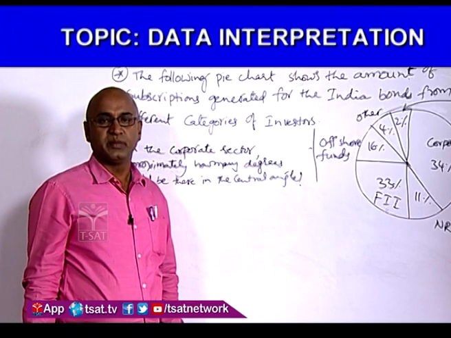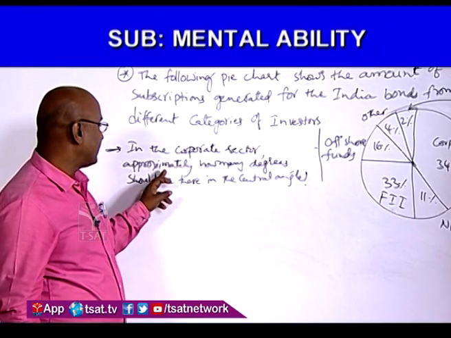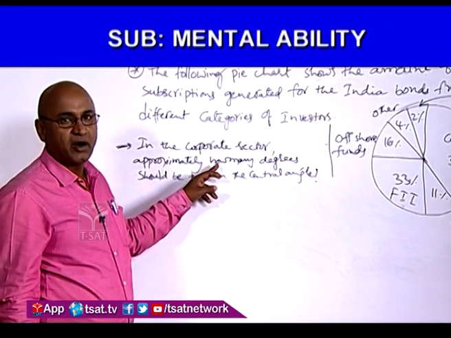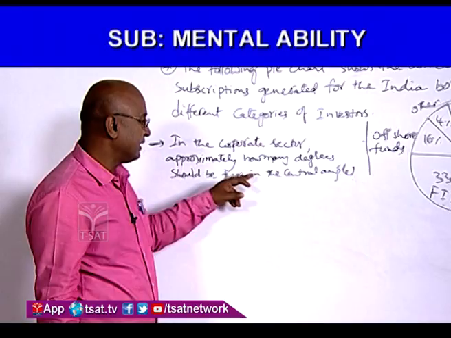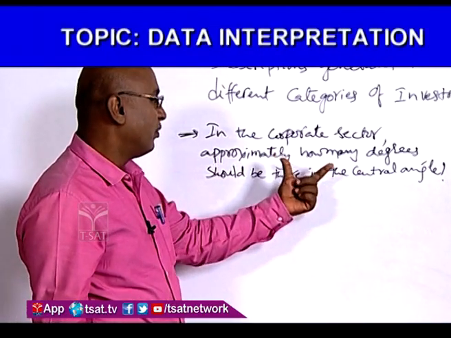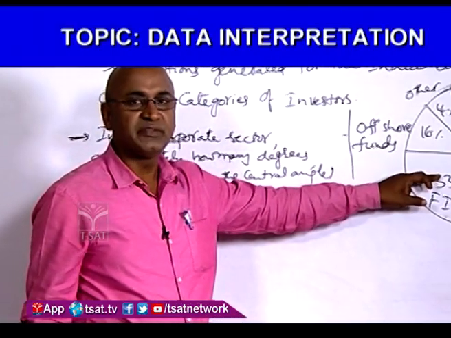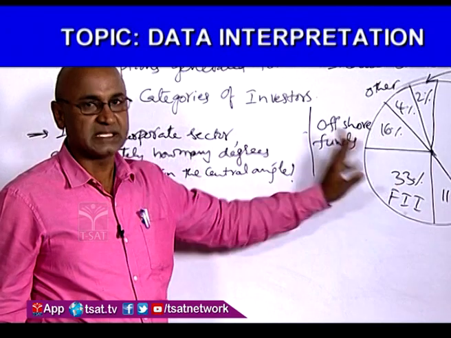Next question in this problem is as follows. See the problem. In the corporate sector, approximately how many degrees should be there in the central angle? So, what is the value of corporate sector in terms of degrees? That is the intention of the examiner.